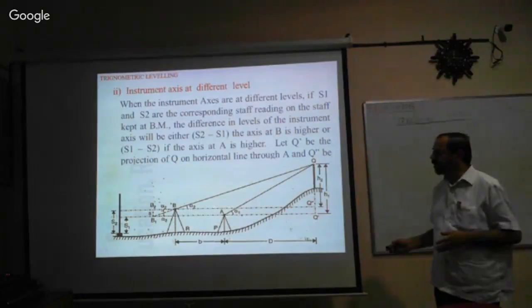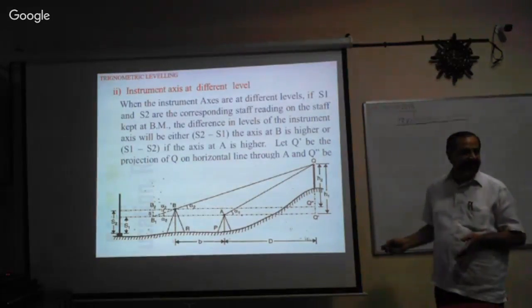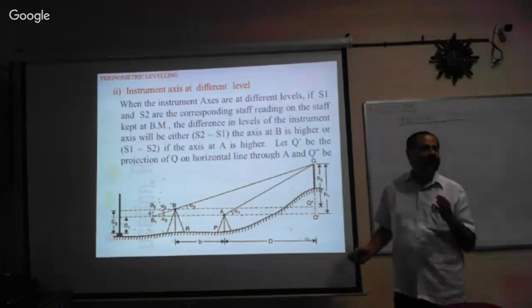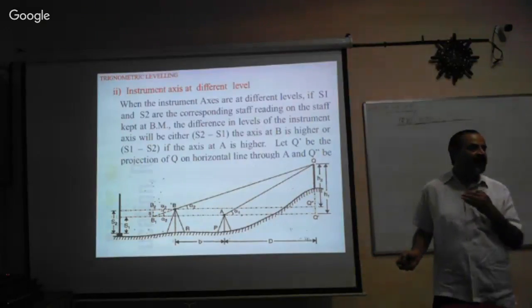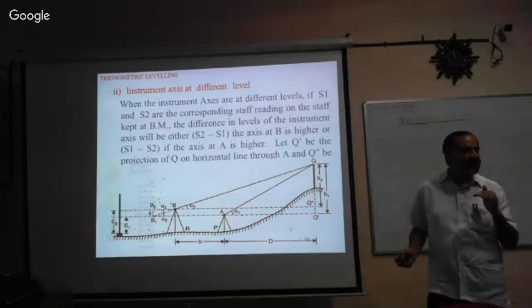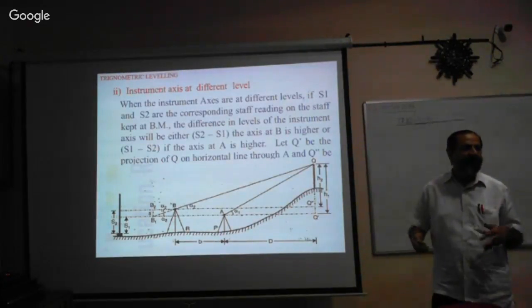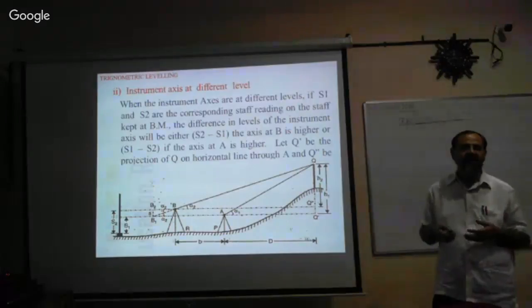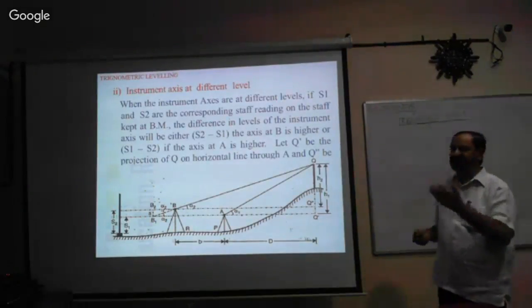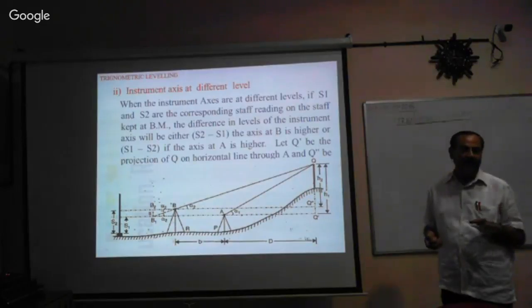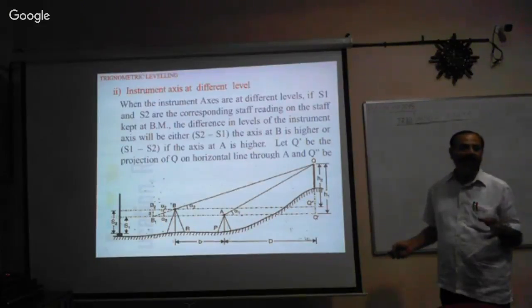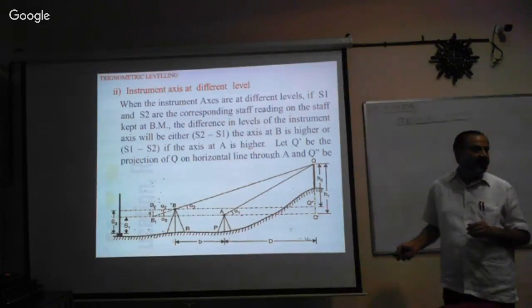Now in this case, what is happening? The instrument axes are at different levels. This can be easily achieved, whereas the previous case is difficult to achieve. You have to make a number of trials and errors, a number of experiments, a number of exercises to achieve that. Thus the previous situation is a little bit difficult to do, whereas this is simplest. We are not bothered whatever may be the instrument axis.